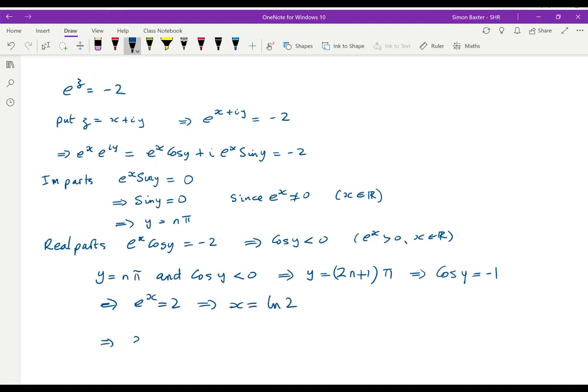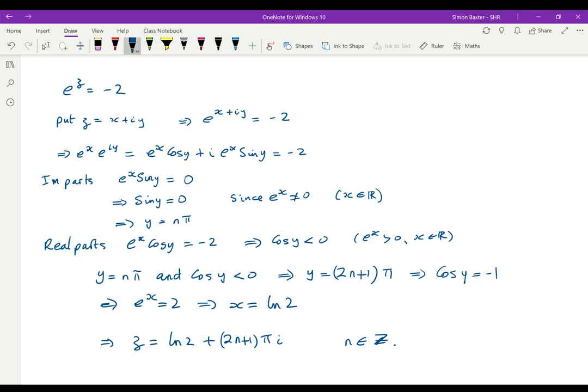So we now have that z is x, which is log 2, plus iy, which is 2n plus 1 pi times i, where n can be any integer. So we can solve e to the z is minus 2 if we use complex numbers.